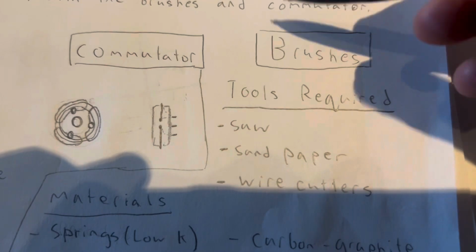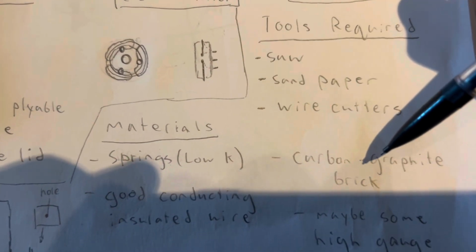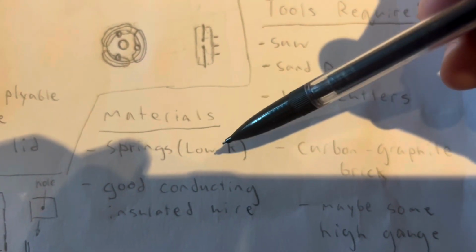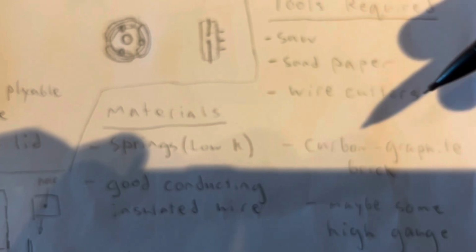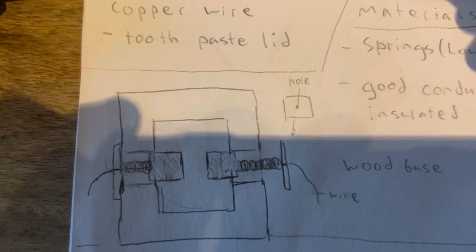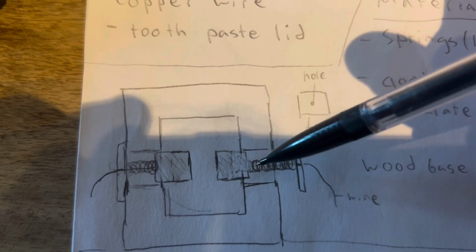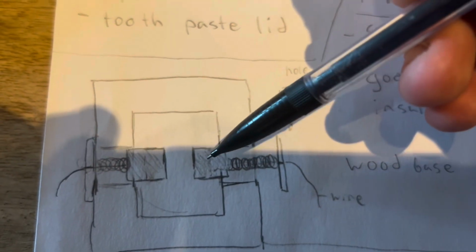For the brushes, all you'd really need is a saw, sandpaper, wire cutters, stuff like that. A carbon graphite brick for materials, and springs. The lower spring constant you have, the better. And good conducting insulated wire, which is what I used. The more you have, the better, because the more wraps you can make. And maybe some high gauge copper wire, just in case you run into something. But pretty much what you'd want is this wire running all the way through the spring, and these are those carbon graphite bricks, which you usually use in this.